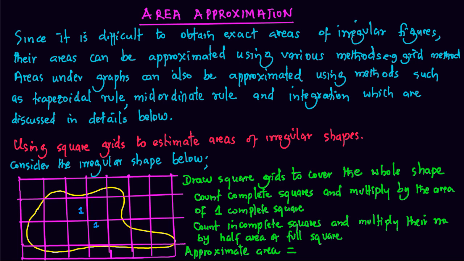So we count the number of full squares. That is 1, 2, 3, 4, 5, 6. So the number of complete squares or full squares is equal to 6 times the area of 1 square, which gives us 6 square units.